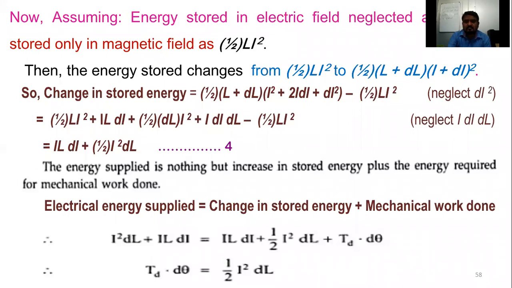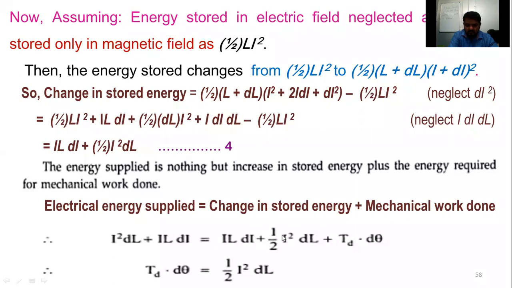Which equation is the change in stored energy? Final minus initial. The 4th one, which we have already seen here. The change in stored energy is equal to IL dI plus 1 by 2 I square dL. So we are going to use the 4th equation here now.